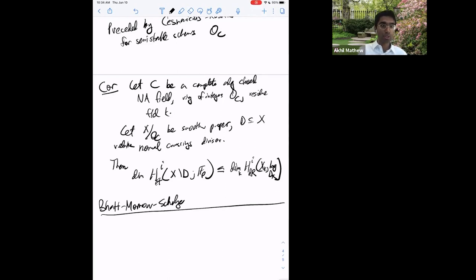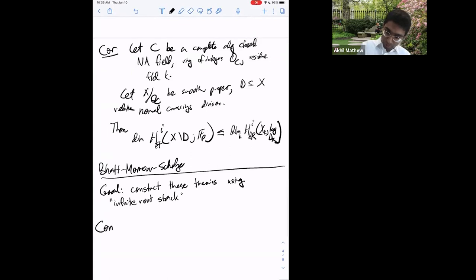And the strategy is to use a construction in logarithmic geometry called the infinite root stack. So the first goal is to give an alternate construction of these theories from the non-logarithmic versions using a general construction called the infinite root stack. Okay, so this is a construction which is due to Talpo and Vistoli.